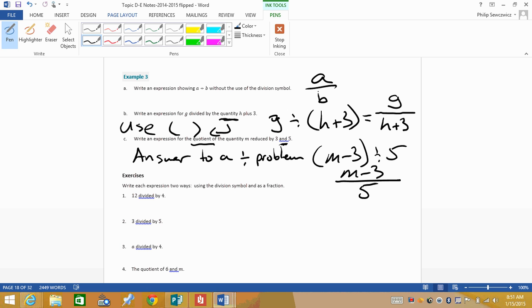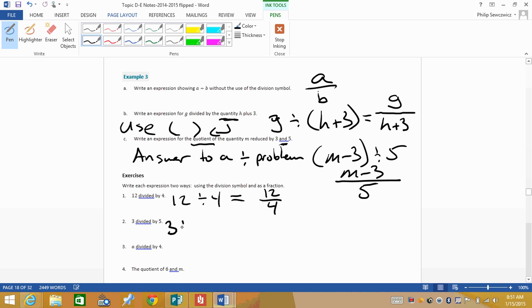All right, so let's go down to the exercises. 12 divided by 4. Write each expression 2 ways, using the division symbol and as a fraction. So in other words, just what we've been doing. So 12 divided by 4. Yes, it's 3, but that's not what they want. They just want you to write it as an expression, which is 12 divided by 4.